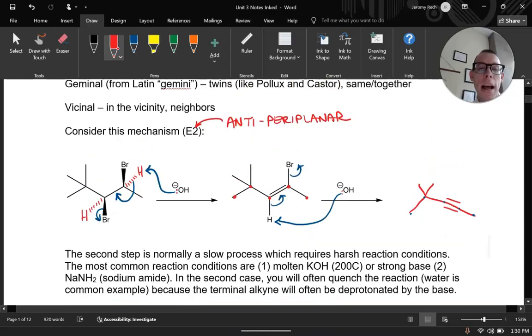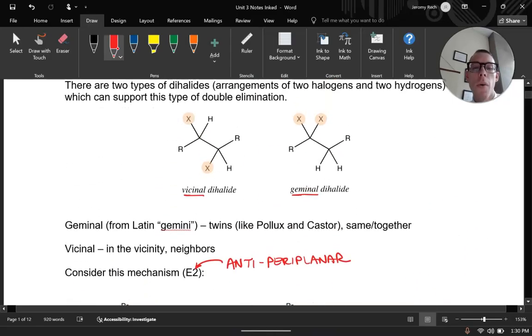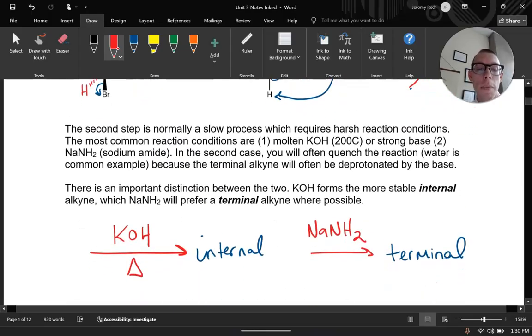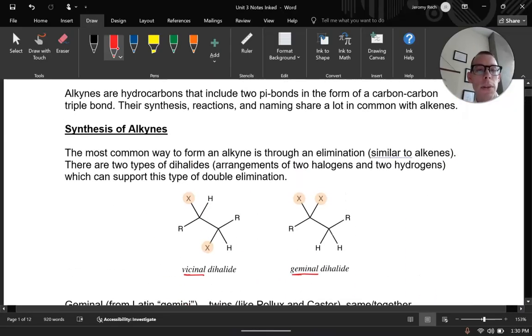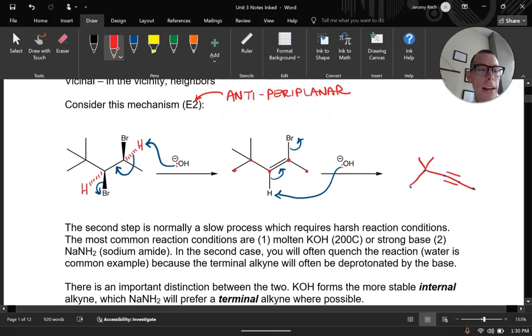And depending on the type, vicinal will always put your triple bond in between, where geminal will depend on your choice of base. KOH under molten conditions will go on the inside, where NaNH2 will go on the outside or at the terminal. And those are our simplest and most common ways to make alkynes.